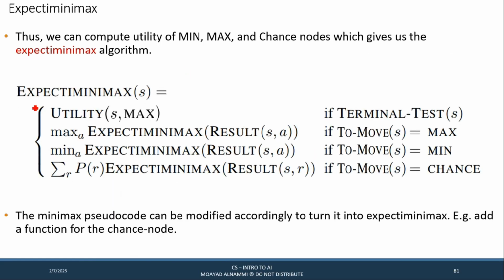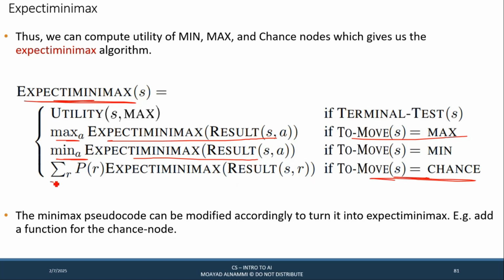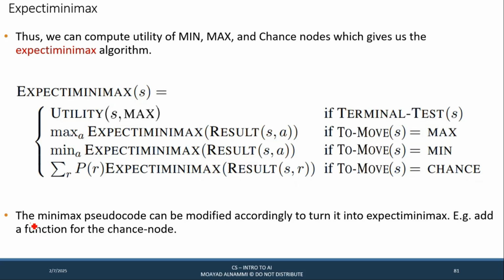We call this expectiminimax because it computes the utility as the expected utility over probabilities. The only change is that if you're at a max node, you're just computing the max of the children nodes. If you're at a min node, you're just computing the min of the children nodes. But if you're at a chance node or chance level, you're computing the utility as the probability-weighted average. If you're at a terminal node, it's just going to be the utility. So the only change to the minimax pseudocode is you just need to add another function and level for the chance nodes.